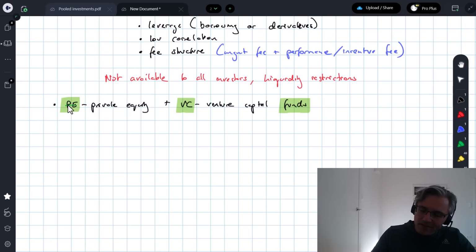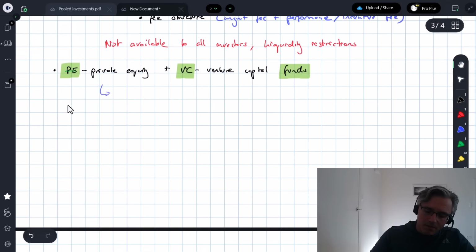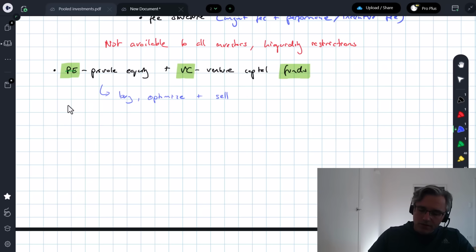PE and VC funds, private equity and venture capital, once again, a big category within alternative investments. What these funds do is they buy companies or shares in companies, but pretty big, hefty stakes in companies, not your 2-3%, very often majority stakes in companies. They buy them, they try to restructure them or optimize them, and subsequently sell their stakes in those companies. And we call those companies portfolio companies.